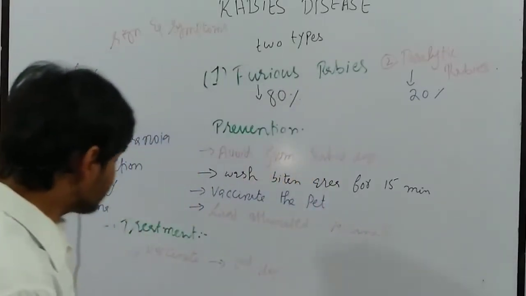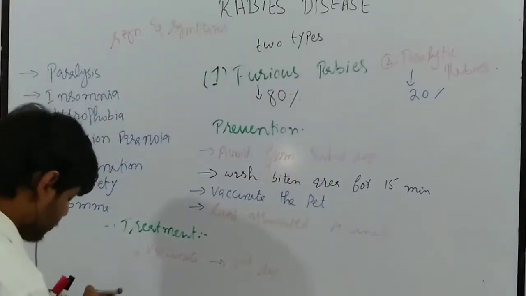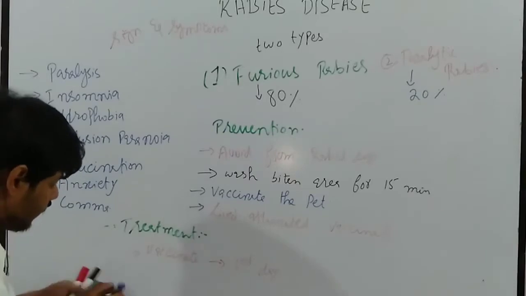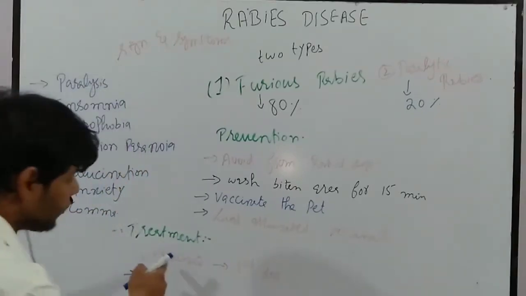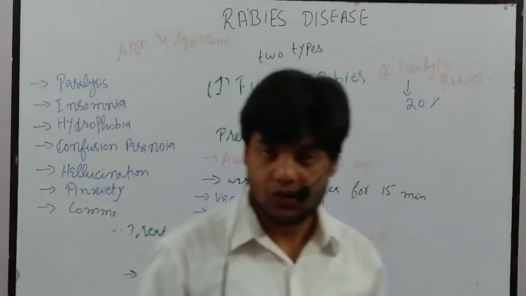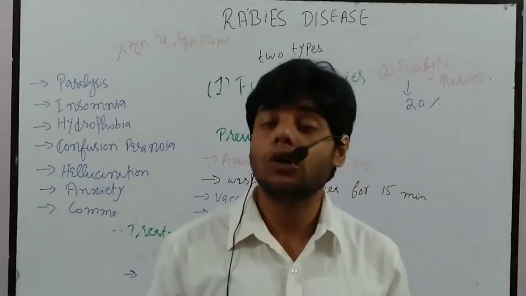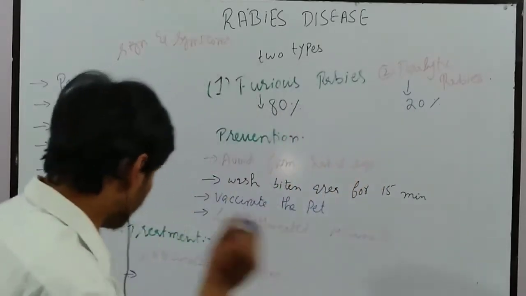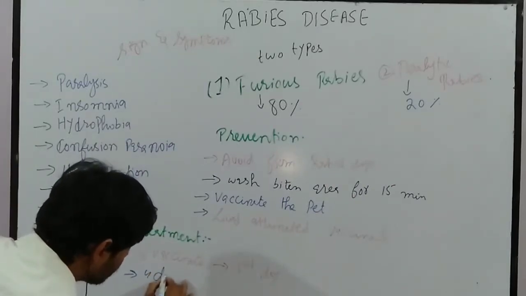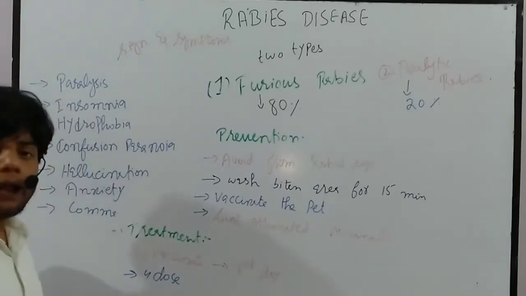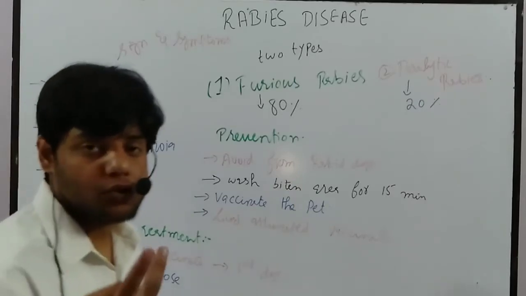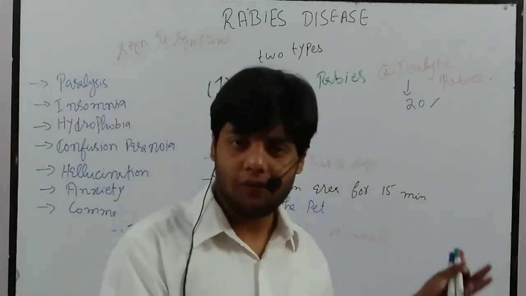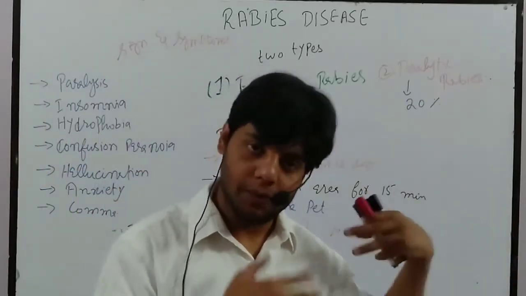Now, the second way of treatment is this. If you are not vaccinated first, and the dog bites you, then you should take 4 doses. You should take 4 doses. In the first case, we said that we should take 2 doses if we are bitten or not bitten by a dog.